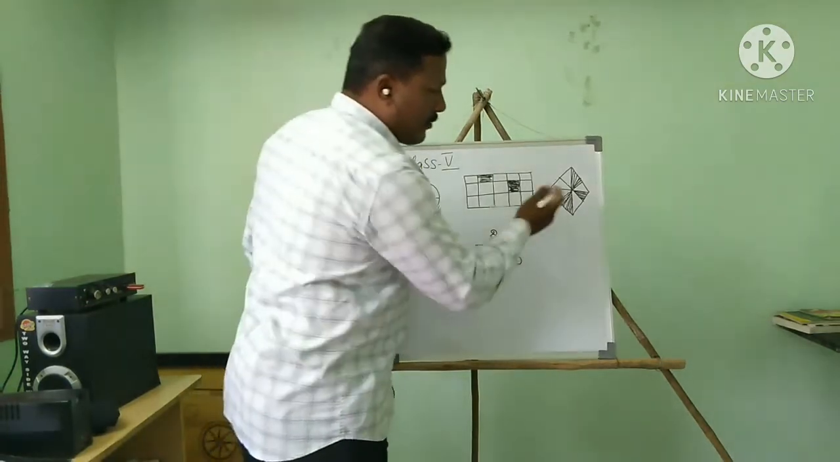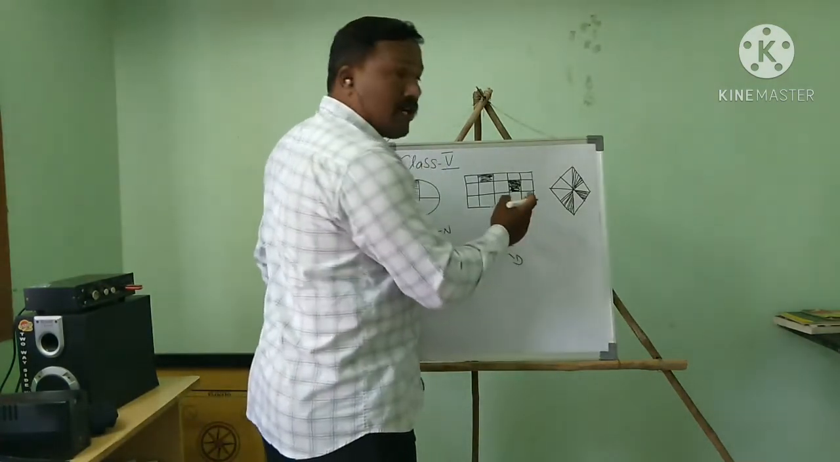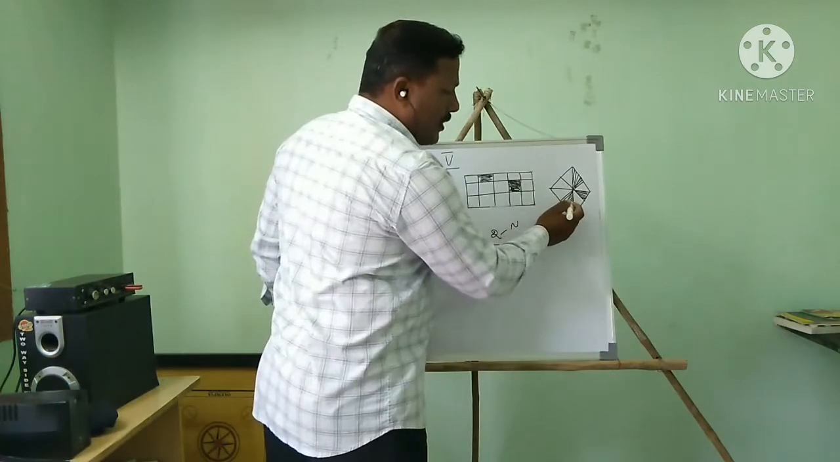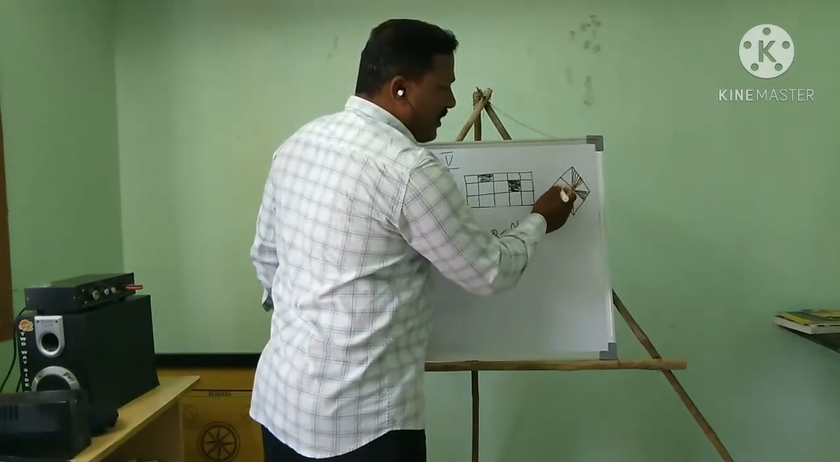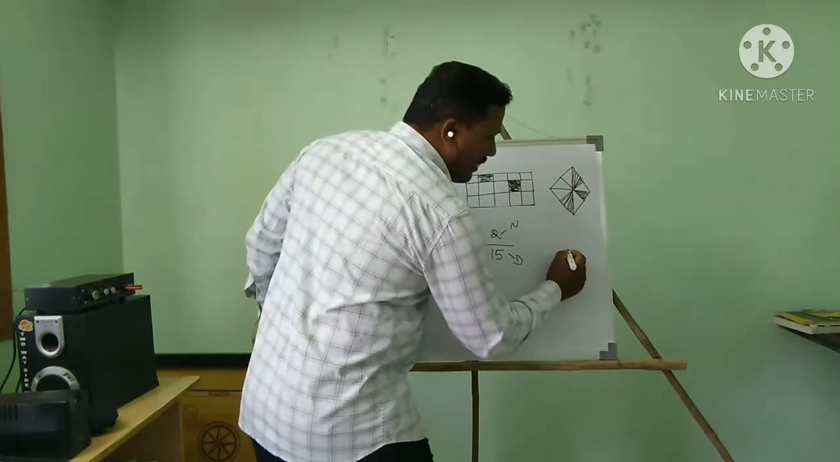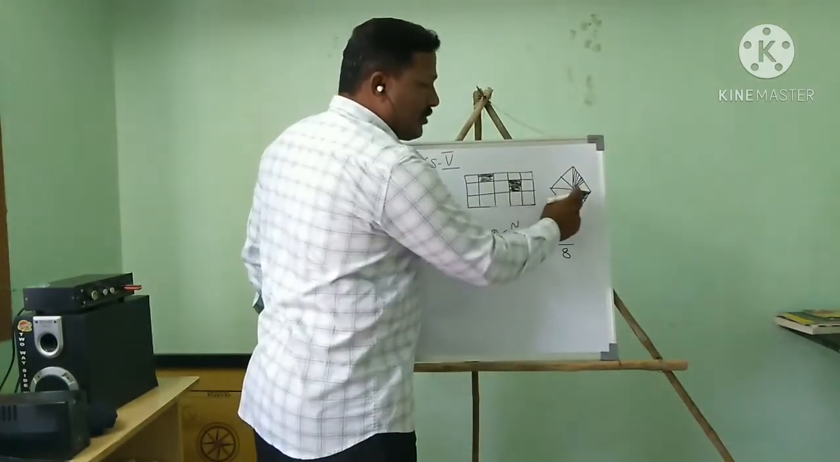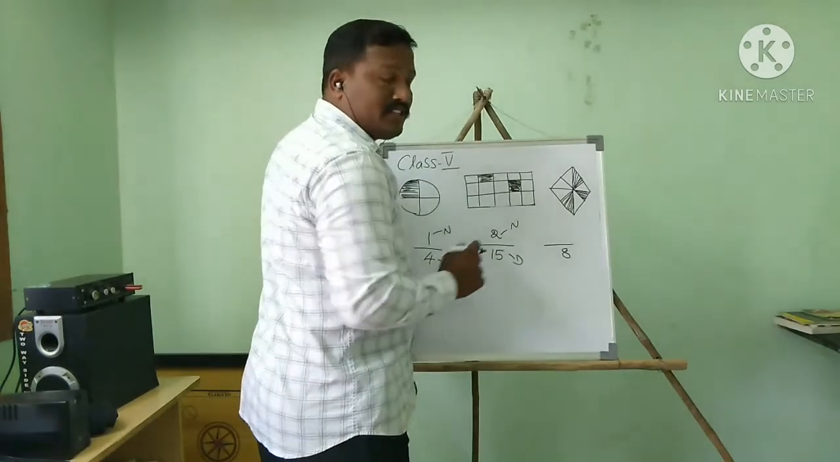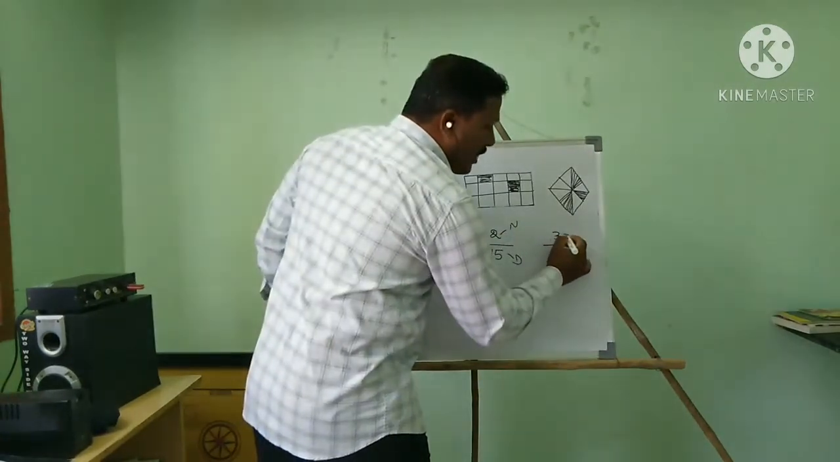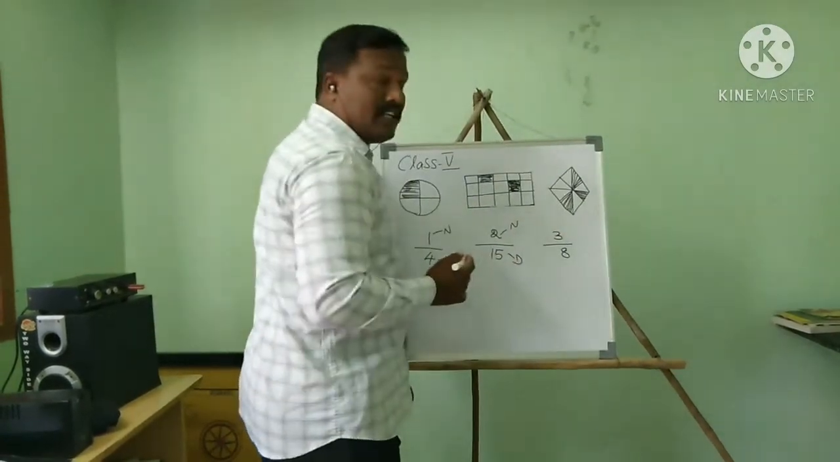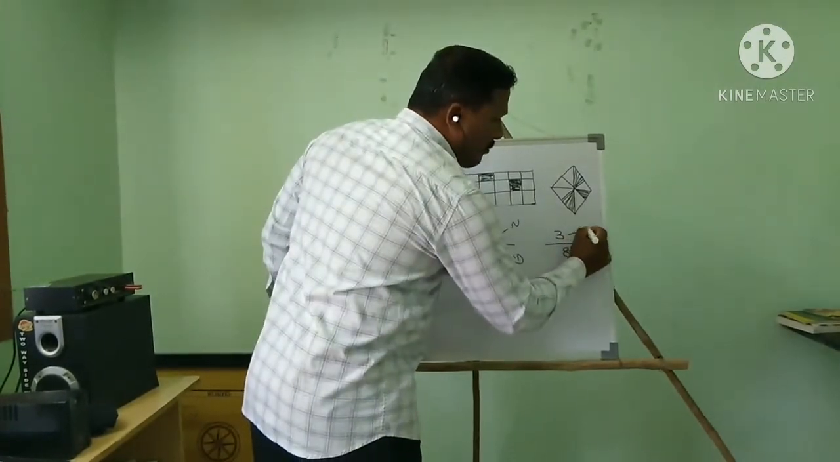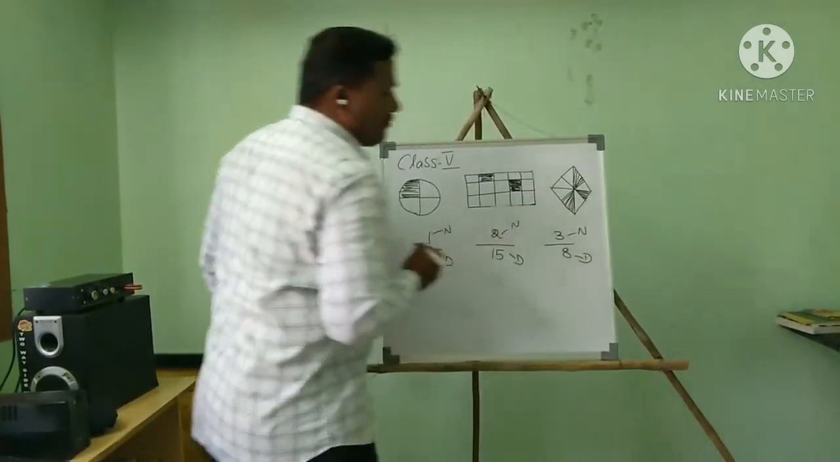Now in this diagram, you have to count the total number of boxes: 1, 2, 3, 4, 5, 6, 7, 8 boxes. So I will write it as the denominator. How many boxes are shaded? 1, 2, 3. Only 3 parts are shaded, so I will write it as the numerator. So 3 by 8 is the fraction. This is the numerator, this is the denominator.